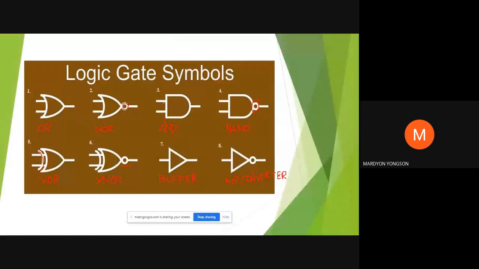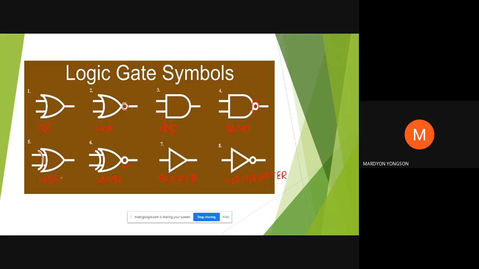Logic gate symbols, ito yun, pag magagawa tayo ng mga circuits. So we use this logic gate symbol. So for number 1, we have an OR gate. For number 2, we have NOR gate. For number 3, AND gate. Then for number 4, NAND gate.